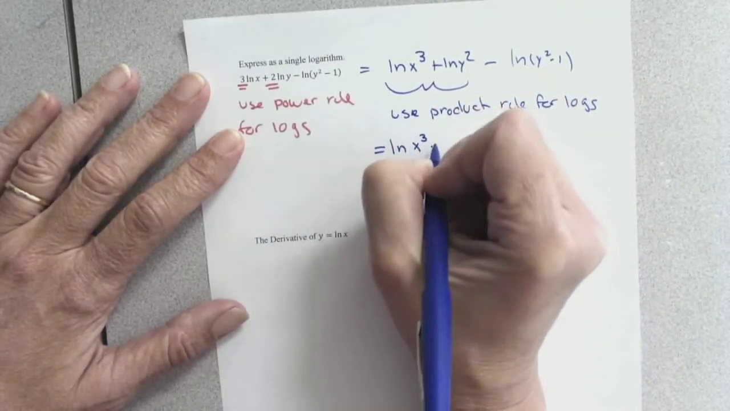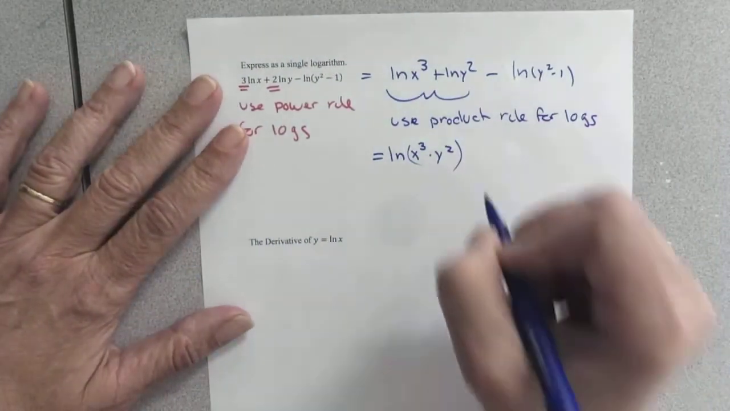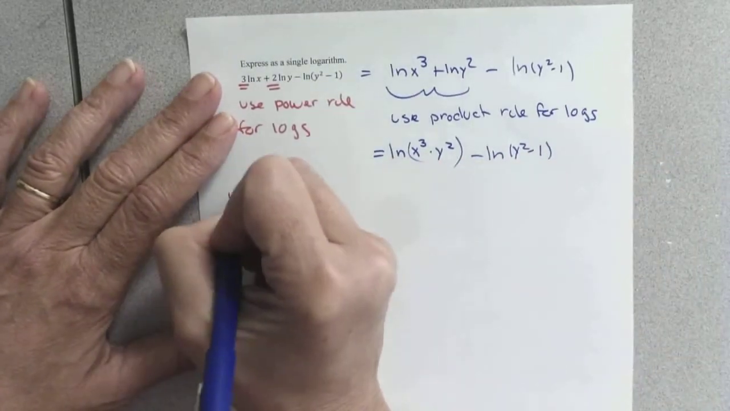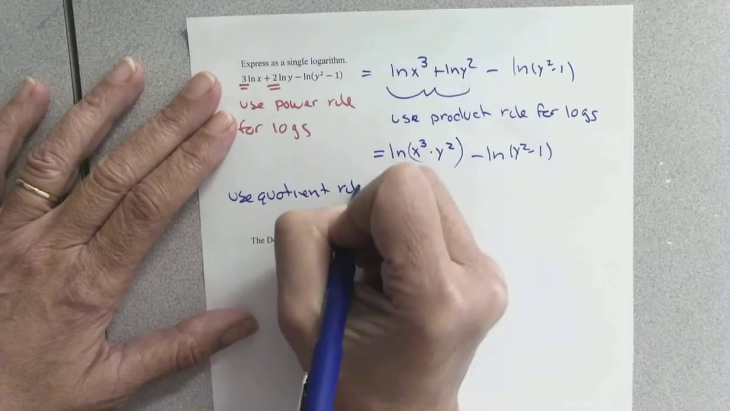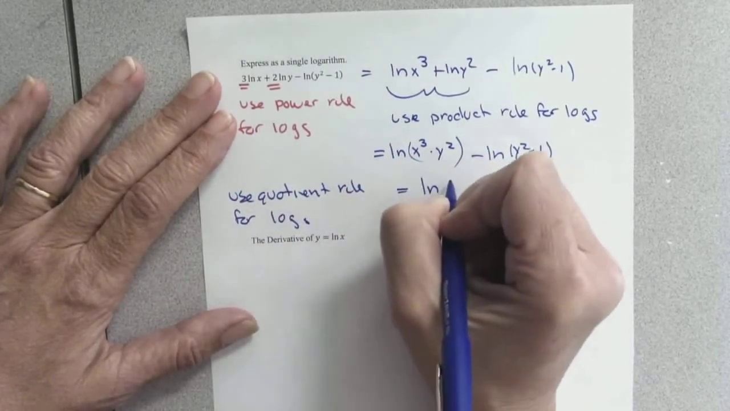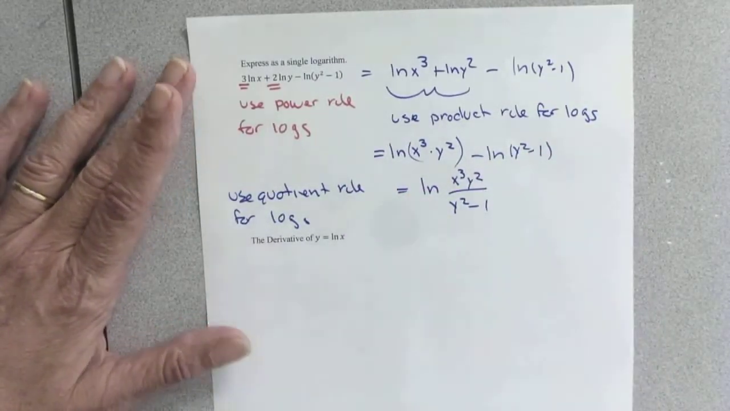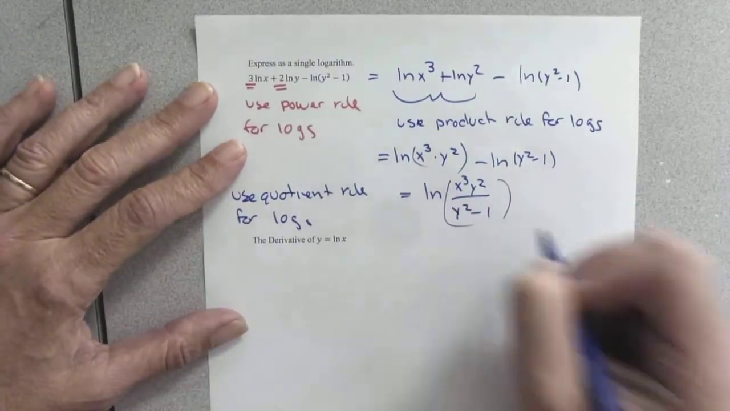That addition can be put together by making a product. And then finally, use the quotient rule for logs. And we get the natural log of x cubed y squared over y squared minus 1. And there we've written it as a single logarithm.